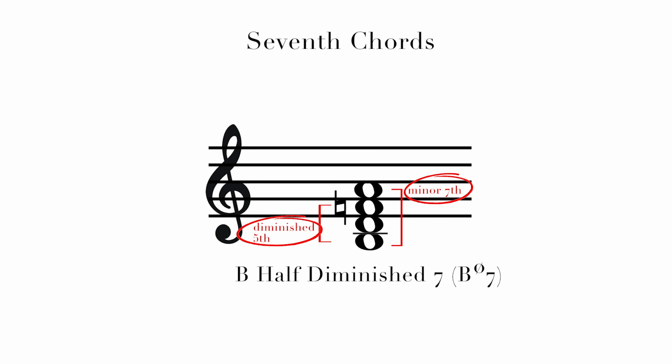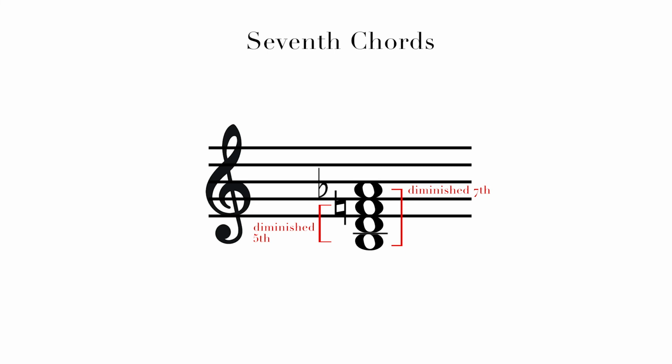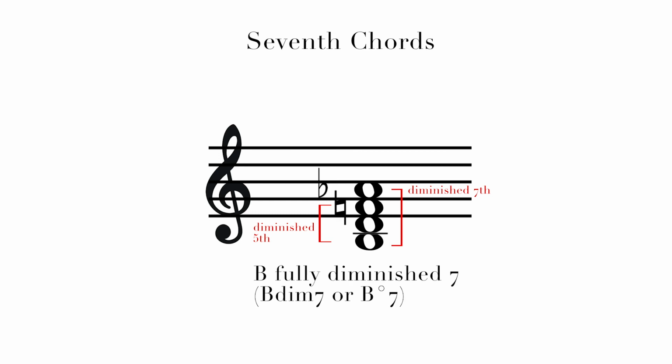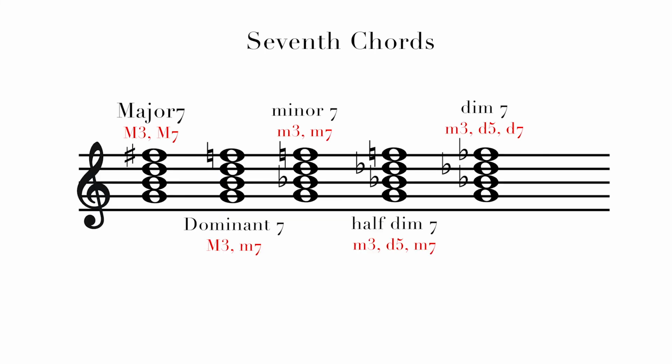Now, what if we were to take that B diminished triad, B, D, F, and instead we were to put a diminished 7th on top? So now we have B, D, F, and A flat. This is called a fully diminished 7 chord because there's 2 diminished intervals in the chord. This is the chord that I mentioned last time that evenly splits the octave into fourths. It's simply a series of stacked minor thirds. Now, here's a chart that compares all of the 7 chords side by side.